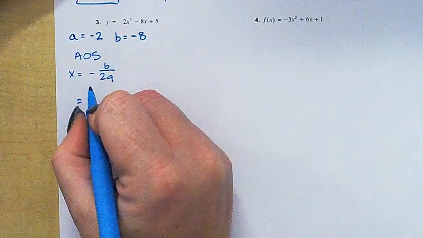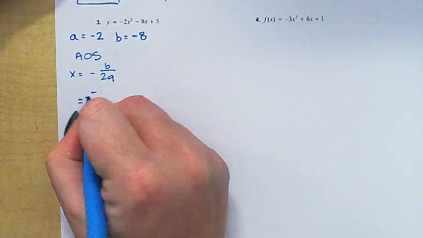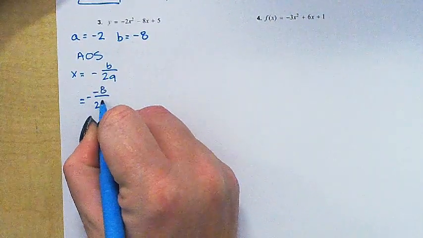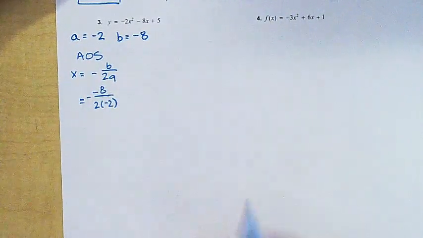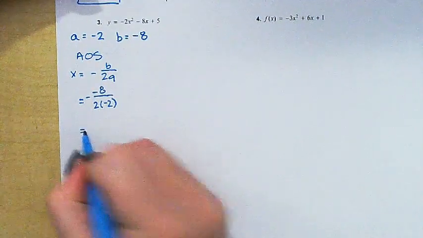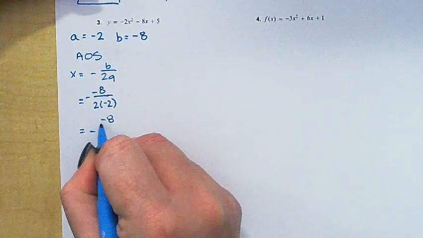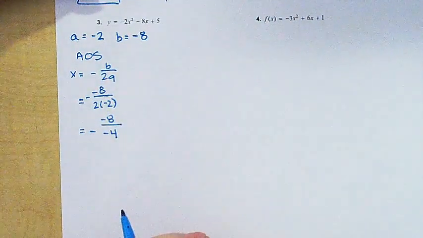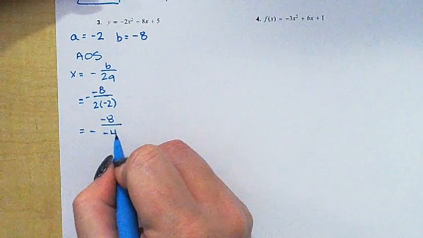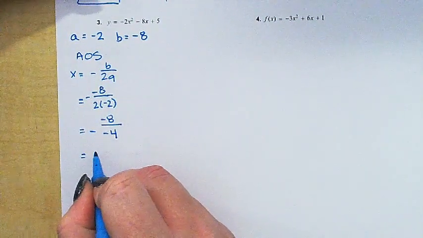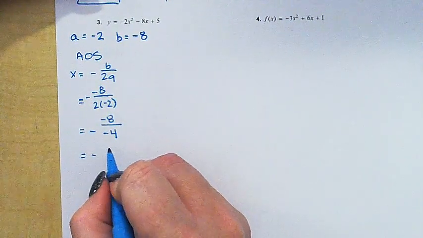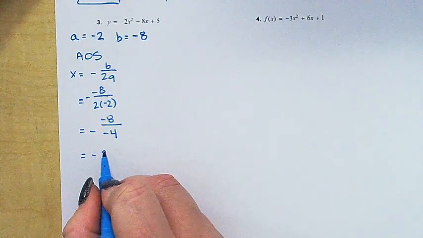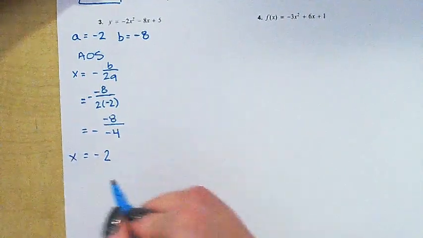We will fill that in by substitution. We have a negative with a negative 8 over 2 times a negative 2. All right, so going with our order of operations, we're going to keep this negative 8 on top for a minute, and 2 times a negative 2 is a negative 4. And now we have a negative 8 over a negative 4, which is going to give us a positive 2, but we still have this negative out front, so that makes our whole x value a negative 2.